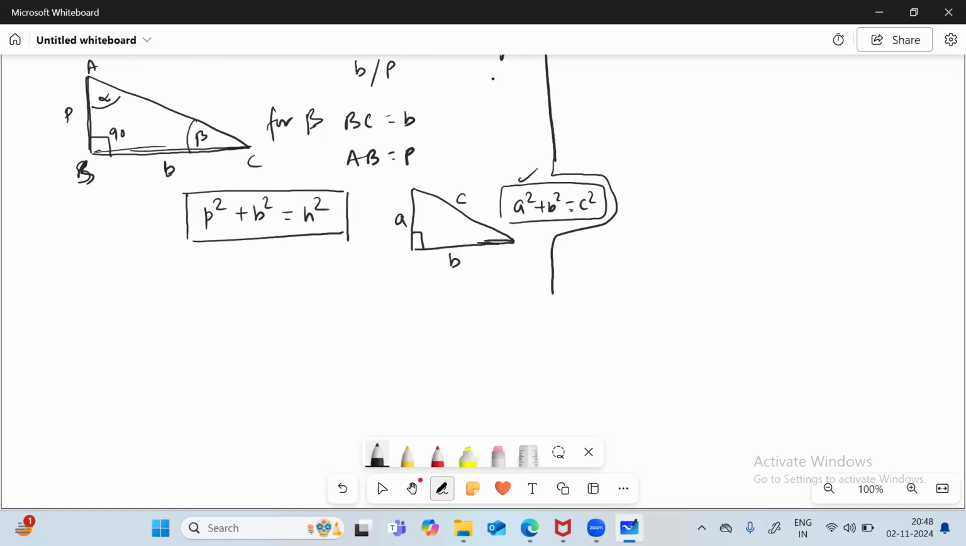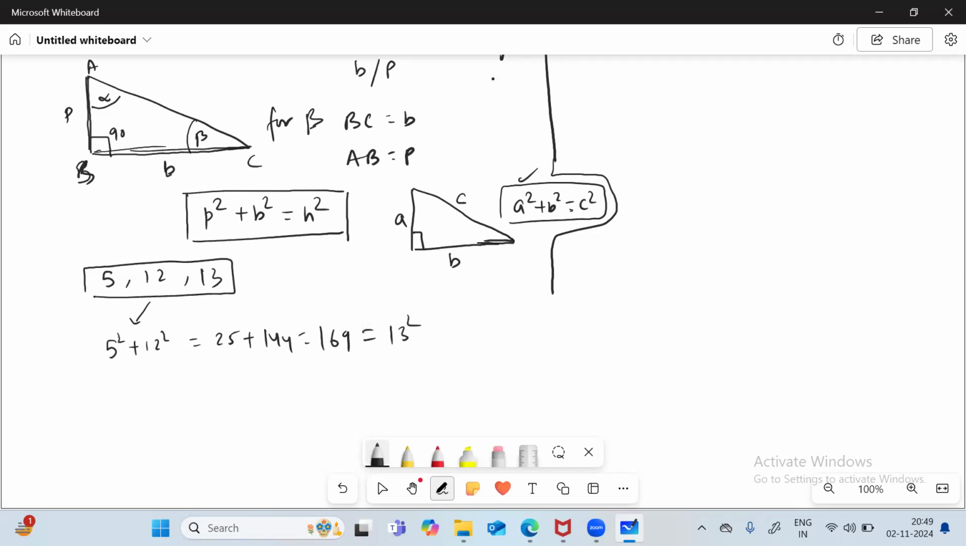Let's say there are three numbers 5, 12, and 13. What you can check here is that 5 square plus 12 square is 25 plus 144, which is 169, and it is 13 square. So this result matches, and we'll call it a Pythagorean triplet. This particular theorem is called Pythagoras theorem.